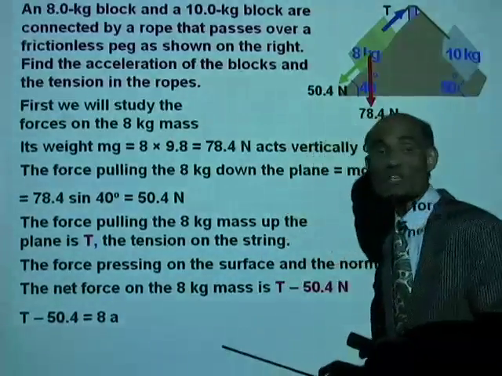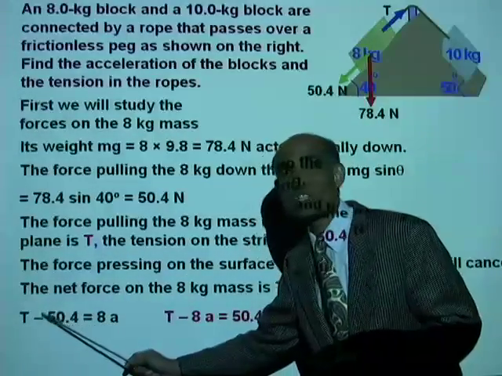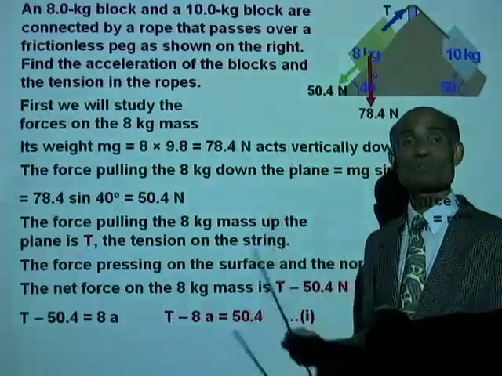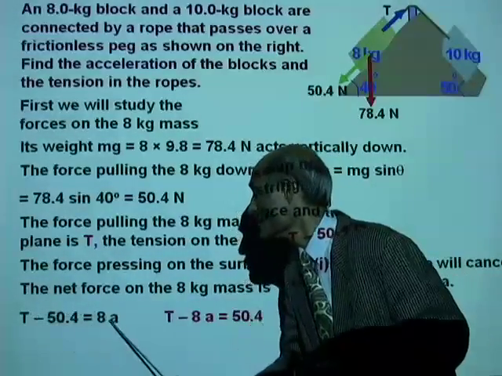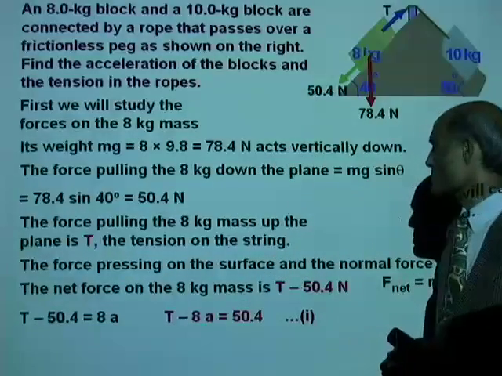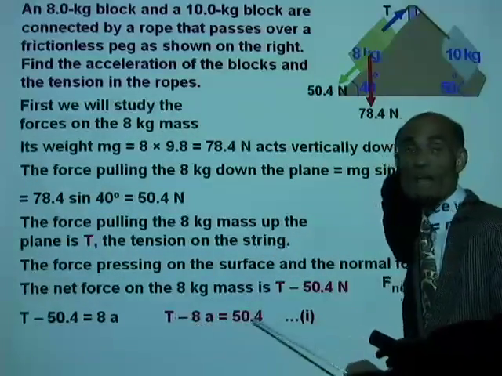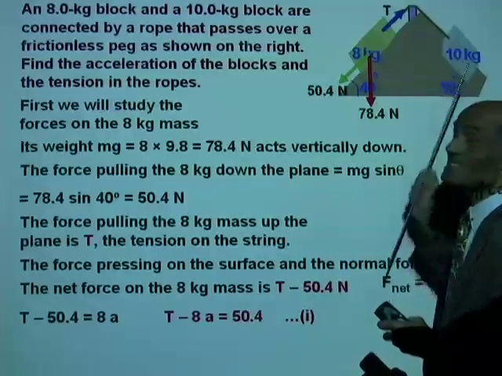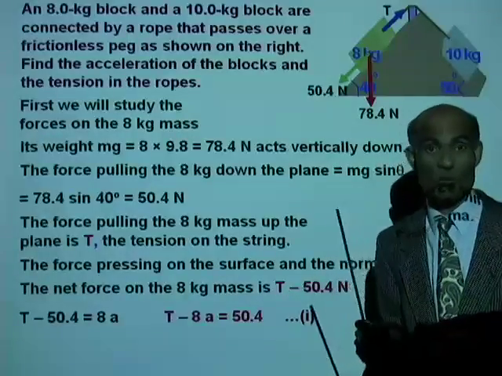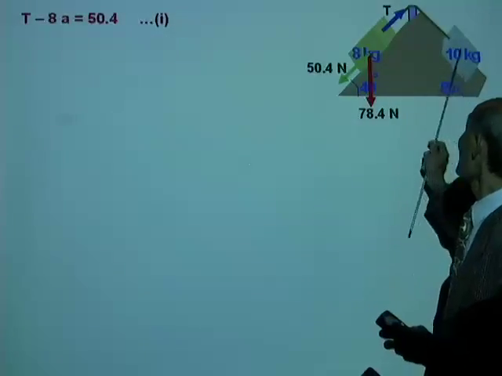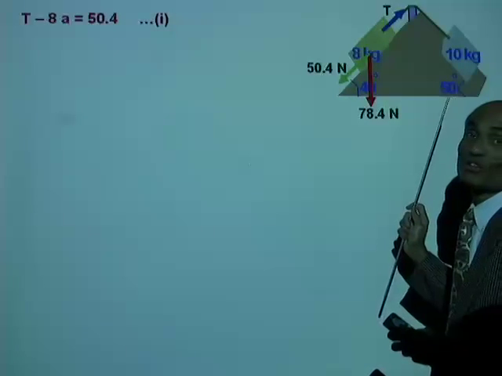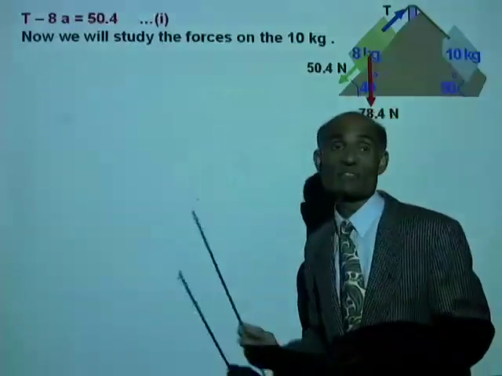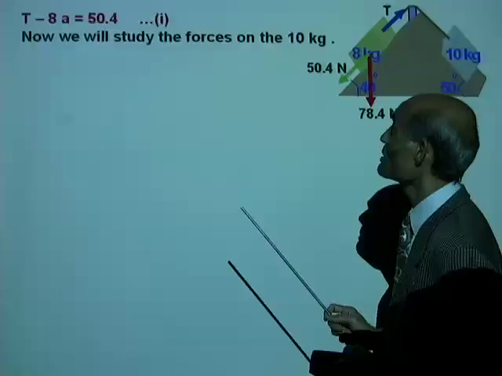So we have one equation which, when you write it in the standard form, is the variables on the left, the constant number on the right. So that will be T minus 8A equal to 50.4. We have one equation using the 8 kilogram mass, and we do the same thing for the second mass, and I'm sure you can do that on your own. You may not be able to read what I have on the screen, so you can try that on your own. Let's now study the forces on the 10 kilogram mass.